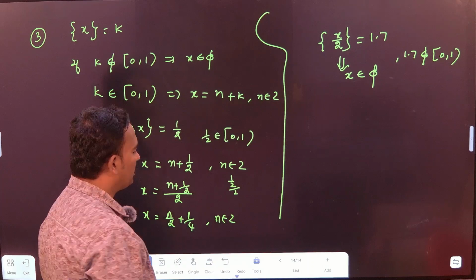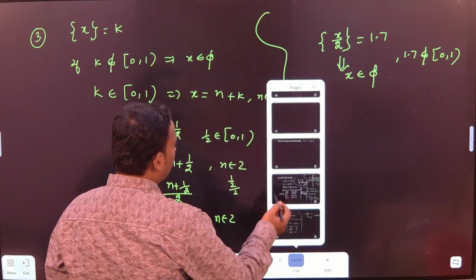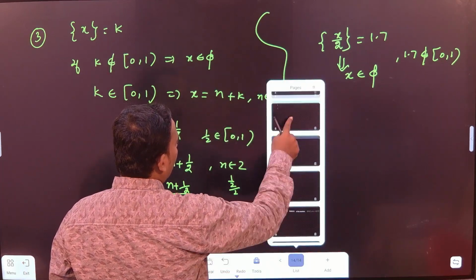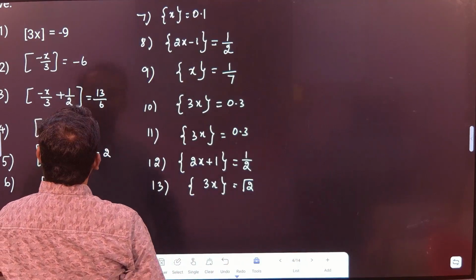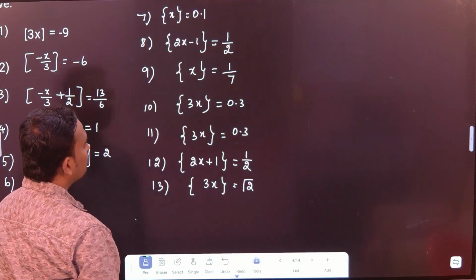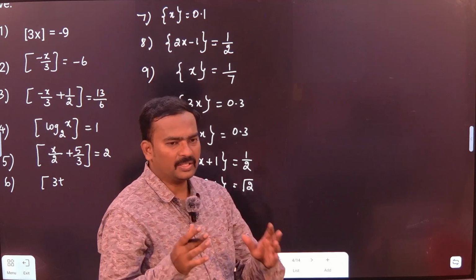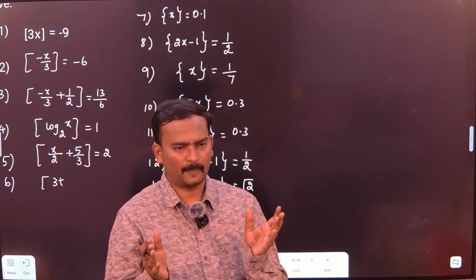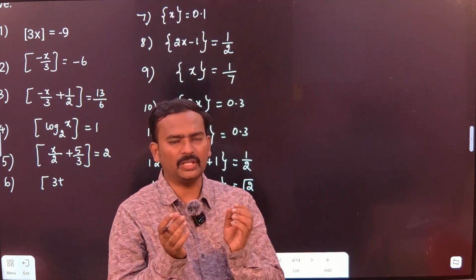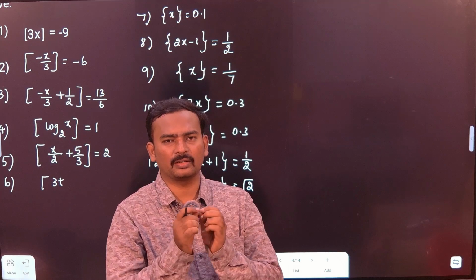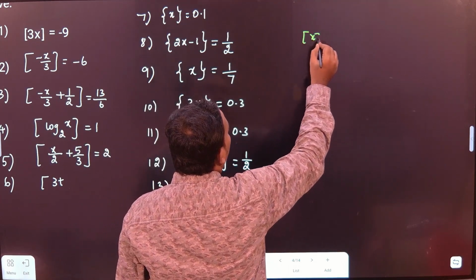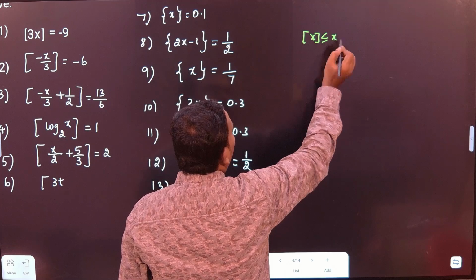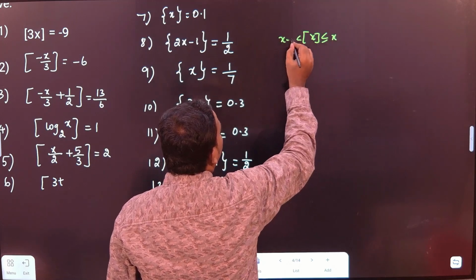Let me start with a different example. Okay, let me start with this. First you can see the greatest integer function we discussed. What is the relationship between the fractional part function and the greatest integer function? You can see the greatest integer function is always less than or equal to x. It should be more than x minus 1.